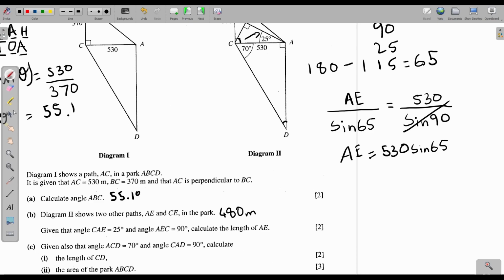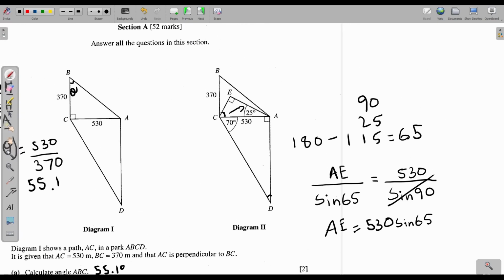So let me move back up here. To get that angle, again, we have our 90 and we have our 70, which gives us 160. We can subtract that from 180 to get 20. And so this angle is 20. And then now we can use the same rule that we just used to figure out CD.